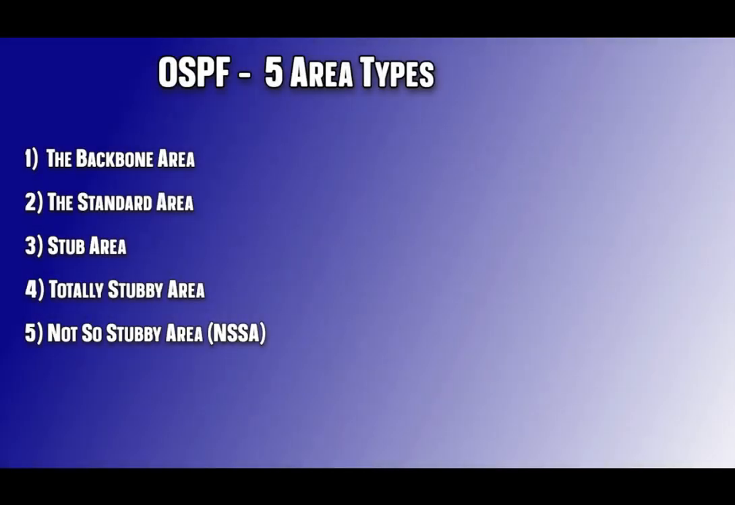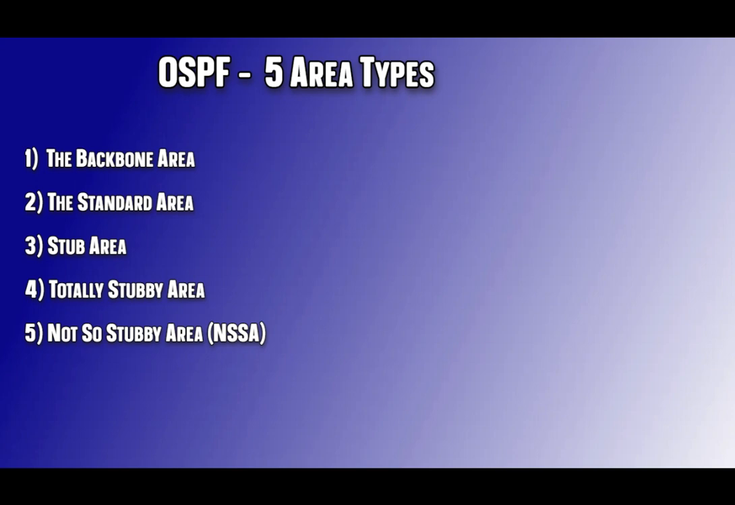OSPF uses areas to simplify administration and optimize traffic and router resource utilization. There are 5 OSPF area types. 1. The backbone area. This is the core of an OSPF network, and we use area 0 to designate it. All other areas must connect to this area. All 5 OSPF packet types or LSAs are passed in this area.